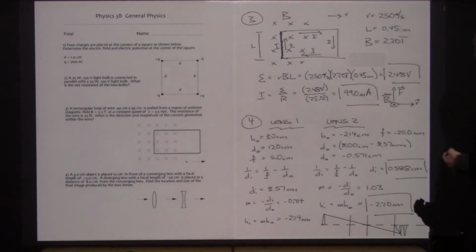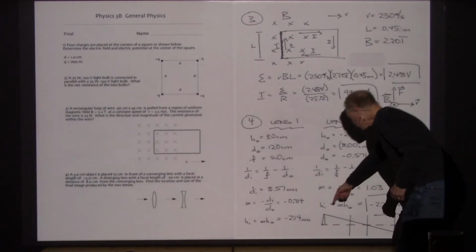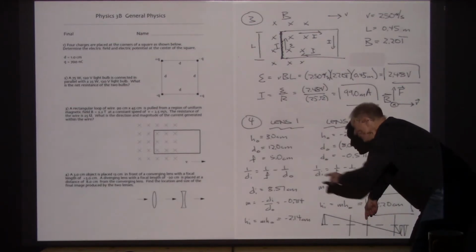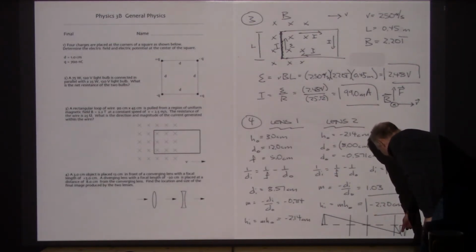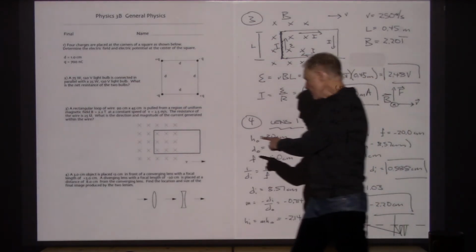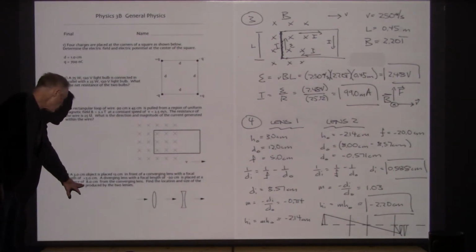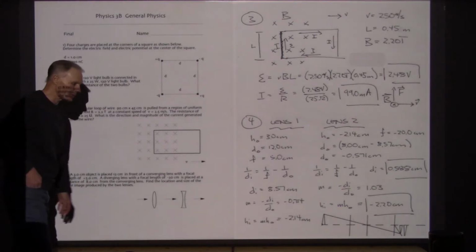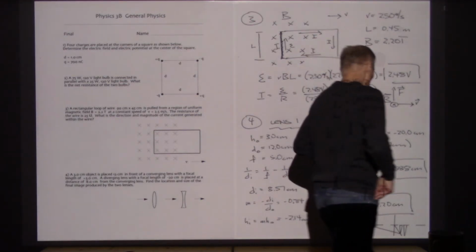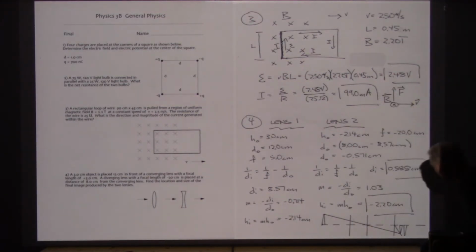All right. So this is the 12 centimeters here, and then the 8.57 brings us to here. Now, remember, lens 2 is placed a distance of 8 centimeters from the converging lens. So the image that we just placed from lens number 1 is just a little bit beyond lens number 2. Not very far, but a little bit beyond that.